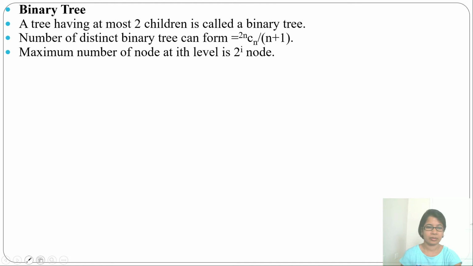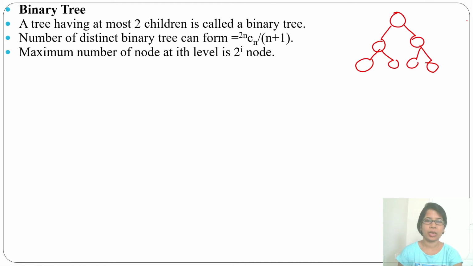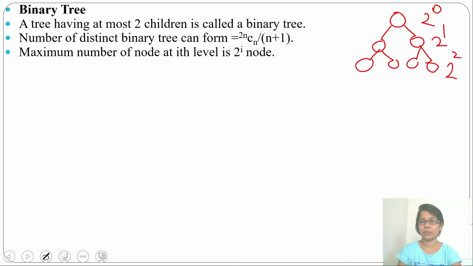Let me show this. So here the maximum number of nodes at the ith level is 2 power i. So here it is 2 power 0, this is 2 power 1, this is 2 power 2. So at level 0, just one node is there. At level 1, just two nodes are there, 2 power 1 is 2. And at level 2, there are 4 nodes, 2 power 2. So at level 5, 2 power 5, that is 32 nodes will be there. So you can find how many nodes at which level by just using this 2 power i.